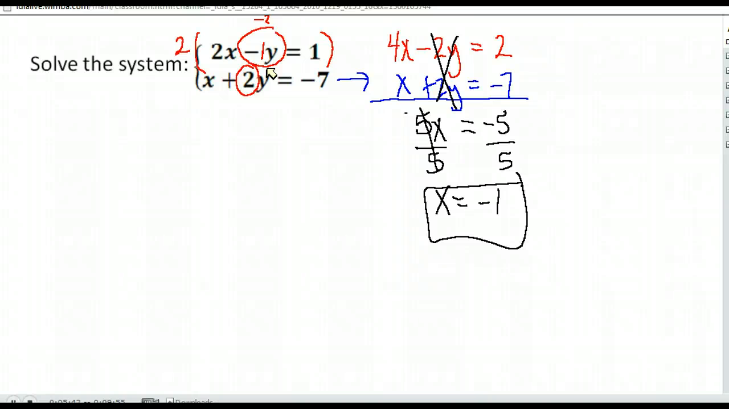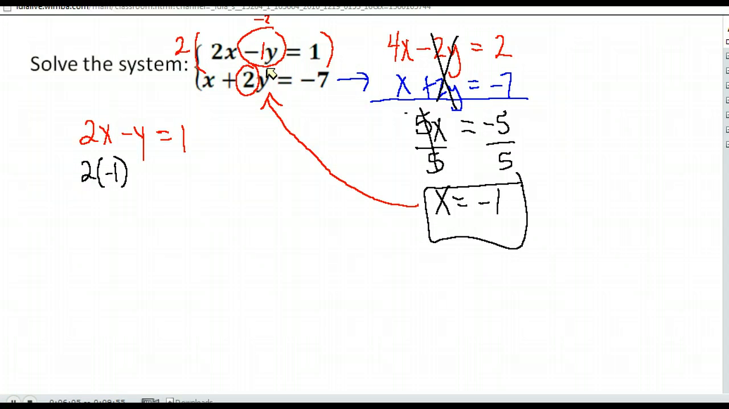Now that I have x is equal to negative 1, I go back to my original problem, select either of these equations. Okay, let's say I took the top equation instead this time, which was 2x minus y equals 1, and substitute the value that I found for x. So I'm not going to change anything except for the x, so I'll have 2 times negative 1 instead of x, minus y equals 1.